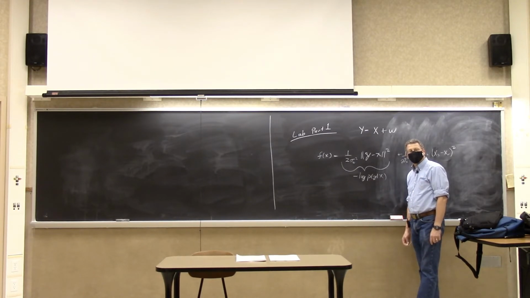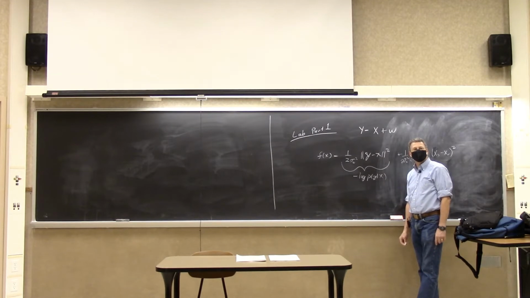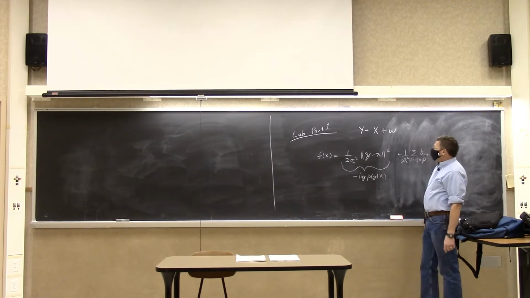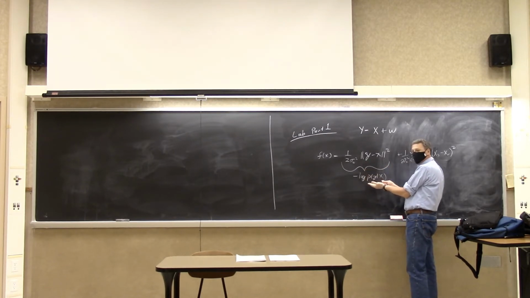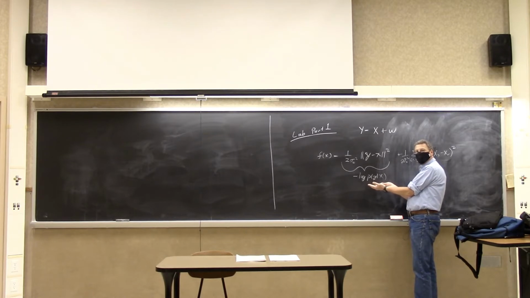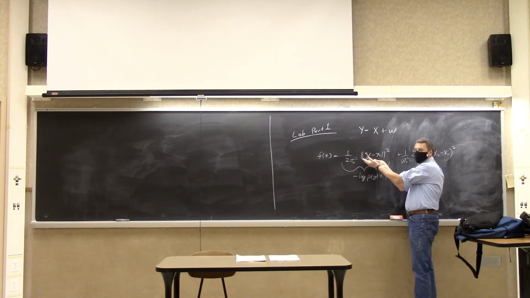Okay? Does everybody remember this? So this is normally called least squares, right? You're minimizing square error. But the more sophisticated interpretation is that it's the negative log probability, right? Why do you want to make this term small?